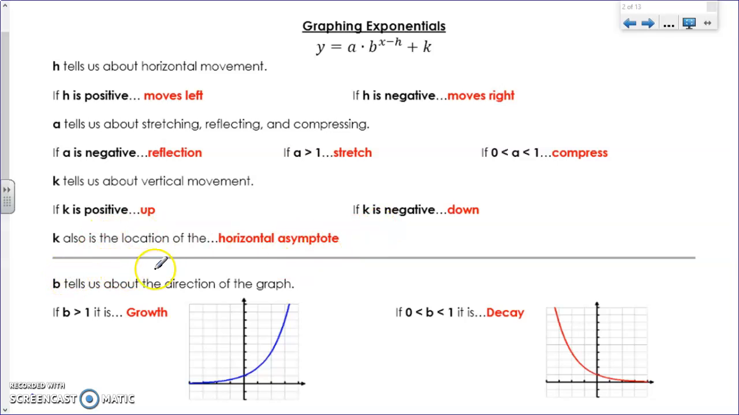Okay, so B tells us about the direction of the graph. So B is our growth. If it's greater than 1, it is a growth. If it is between 0 and 1, it is decaying.